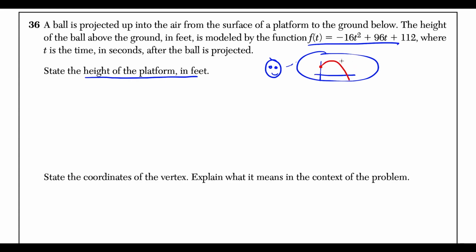And we're only going to look at when t is greater than or equal to 0, because we're starting at time 0 and then going in the positive direction. So when I'm looking for the height of the platform, I'm immediately drawn to this point here because the ball is being launched from the platform. So the height of the platform is going to be the y-intercept here. If you have to state the height of the platform in feet, I could just say f of 0, and the function value at 0, if I plugged in 0, would leave us with just 112. So this tells us the height of the platform is going to be 112 feet.